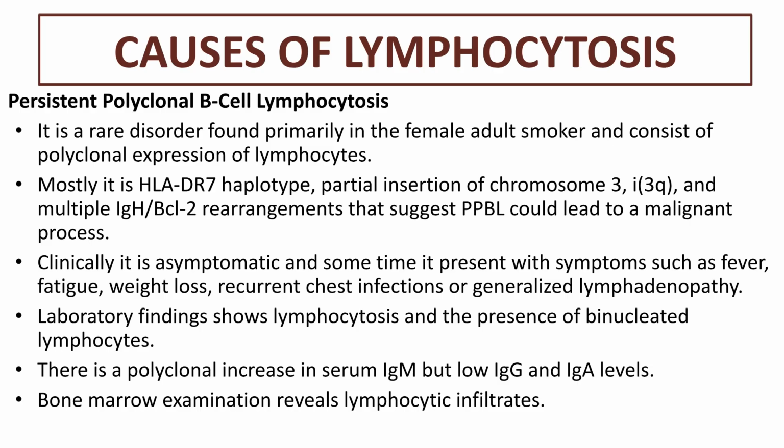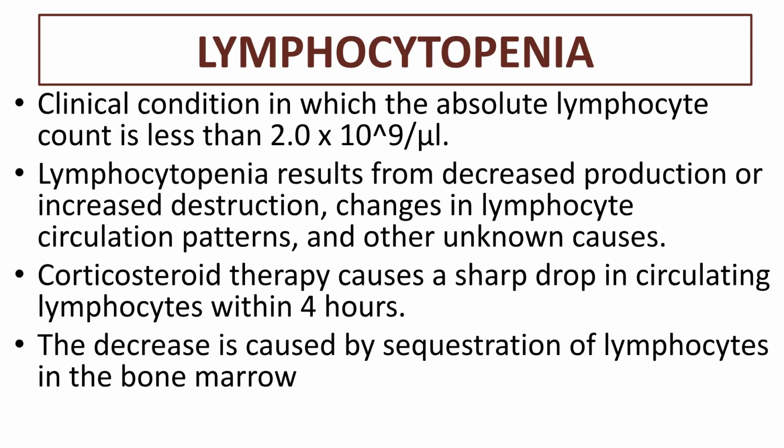Persistent polyclonal B-cell lymphocytosis, or PPBL, is a rare disorder mostly found in adult female smokers. It involves a polyclonal expression of lymphocytes. While often asymptomatic, it can sometimes present with symptoms like fever or generalized lymphadenopathy.